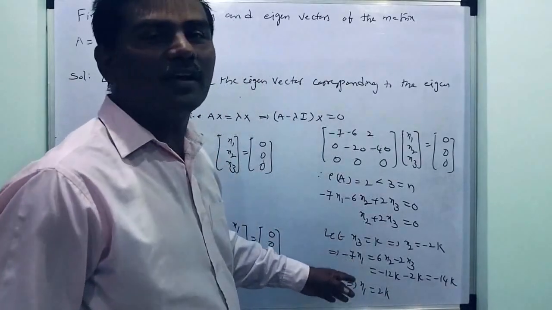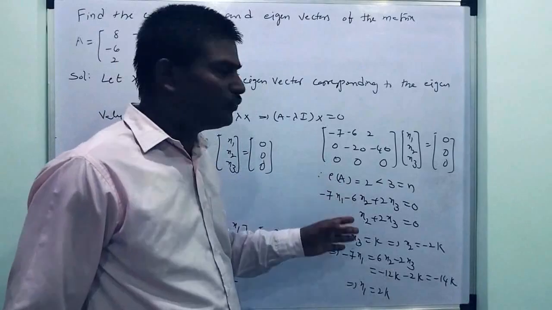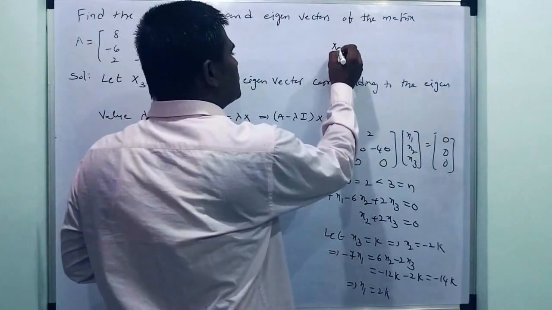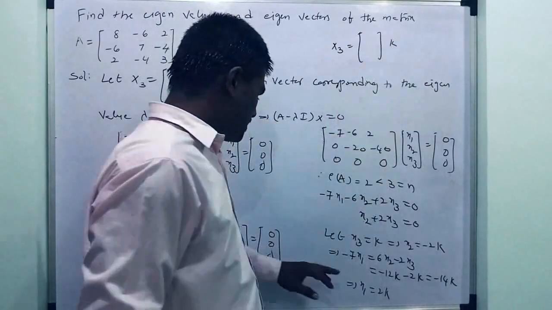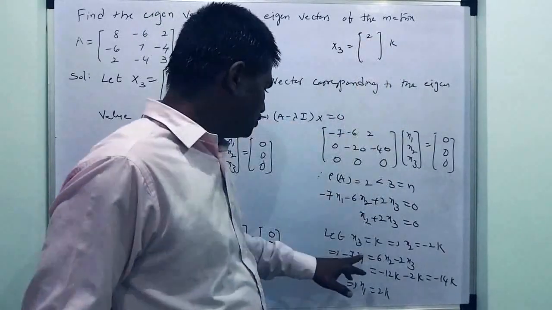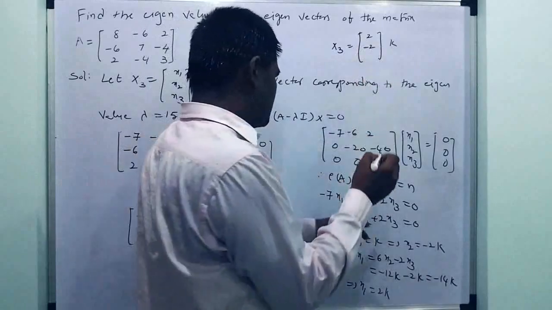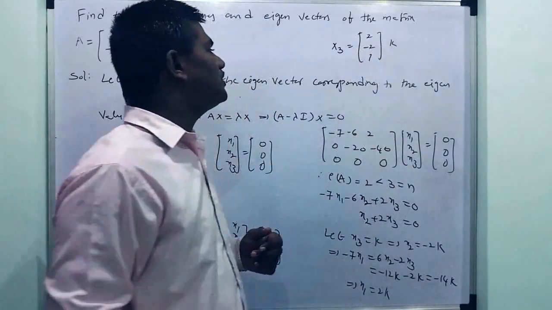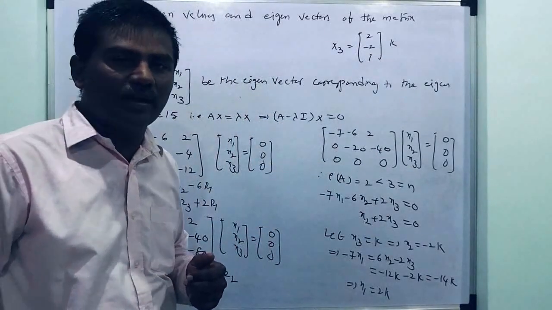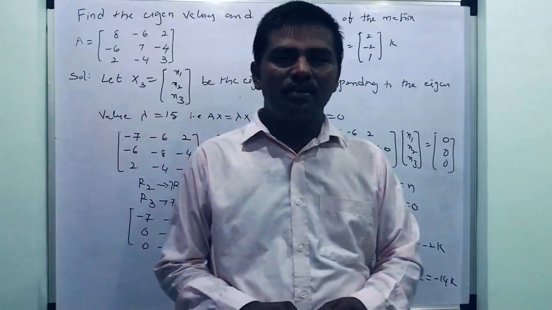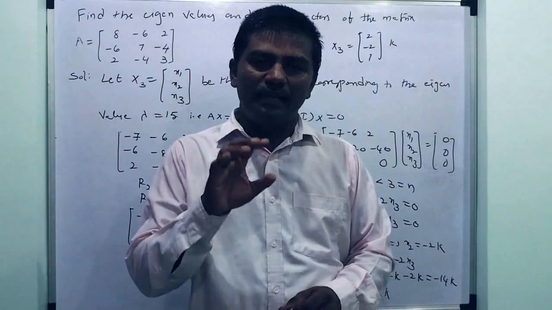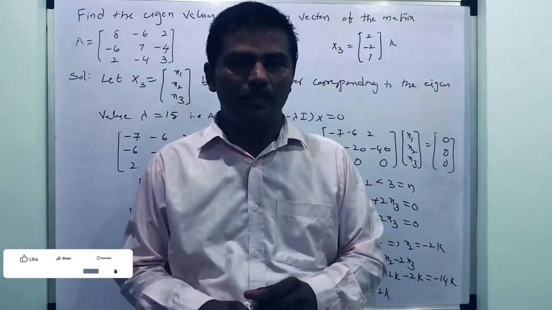Now the eigenvector corresponding to the eigenvalue lambda is equal to 15 is x is equal to something into k. That something is in x1 2, x2 minus 2 and x3 is 1. So 2, minus 2, 1 is the eigenvector corresponding to the eigenvalue lambda is equal to 15. This is the way how to find the eigenvalues and eigenvectors of a square matrix.